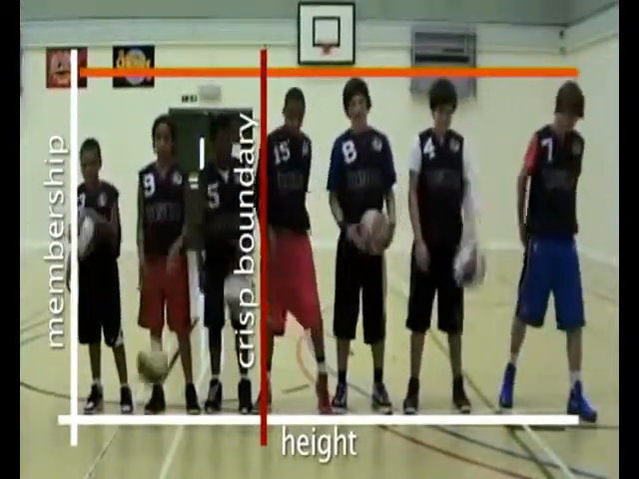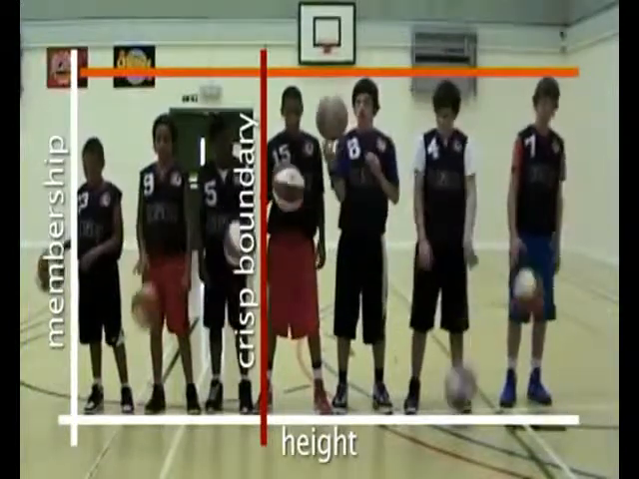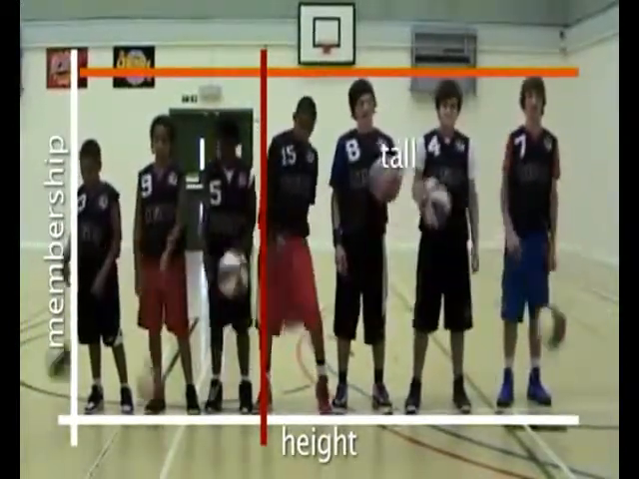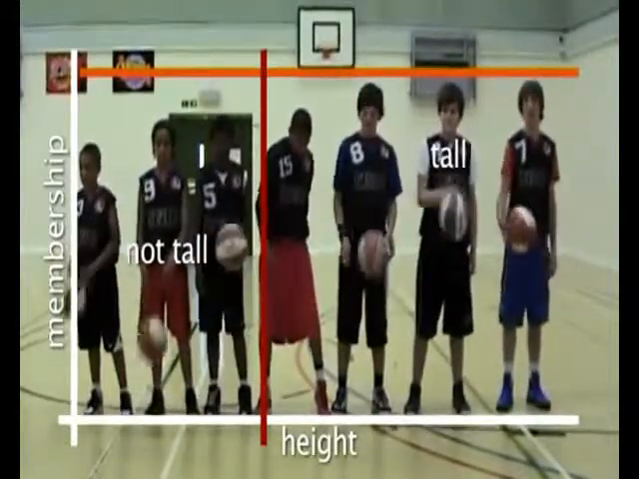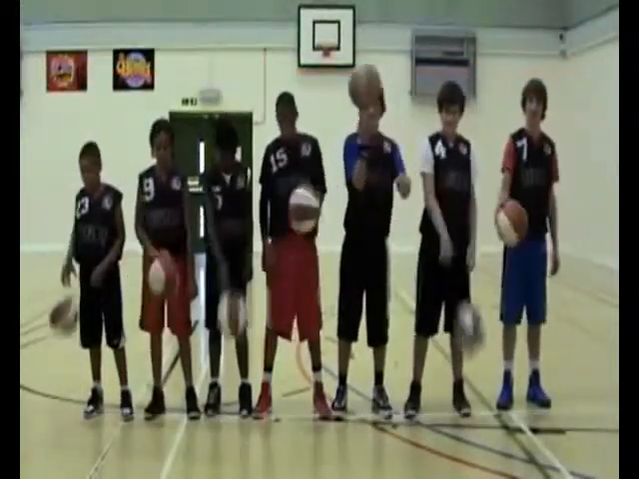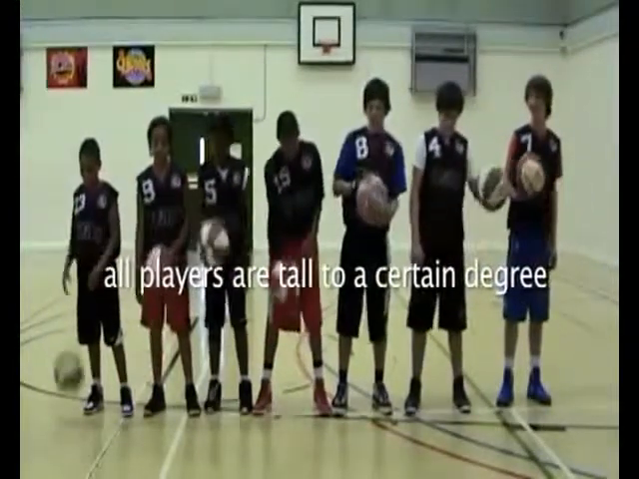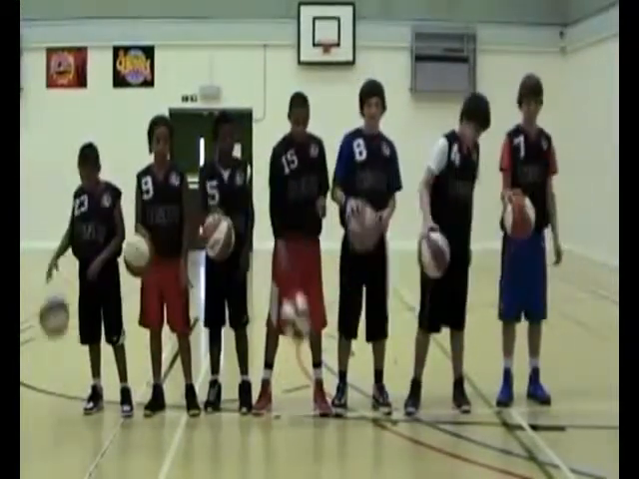Categorizing along a crisp boundary, like this, is not always the best way to categorize the information in your set. In this example, people are either tall or not tall, and that doesn't tell us much. If we apply fuzzy logic instead, we could say that all of the players are tall to a certain degree. Let's see how this works.